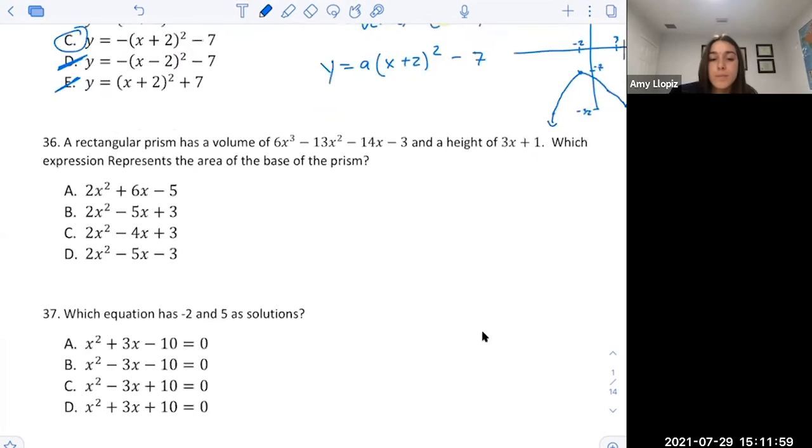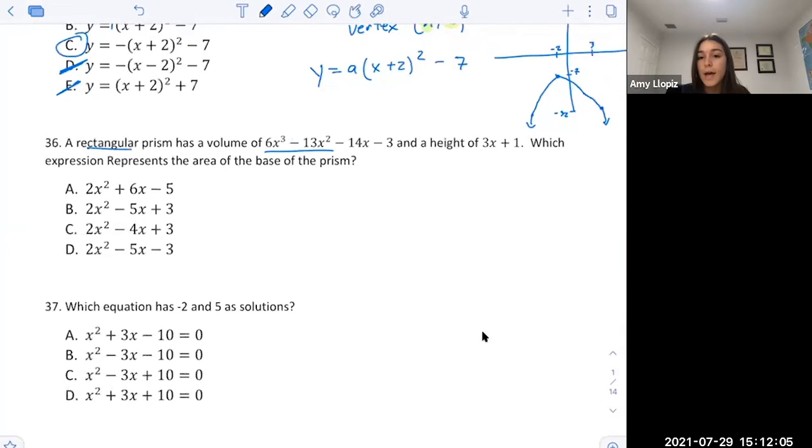A rectangular prism has a volume of 6x cubed minus 13x squared minus 14x minus 3 and a height of 3x plus 1. Which expression represents the area of the base of the prism?